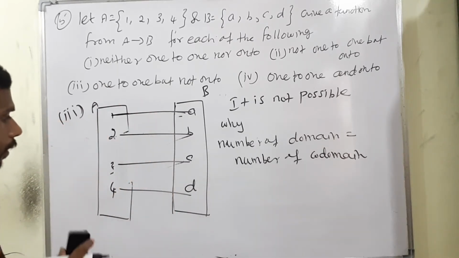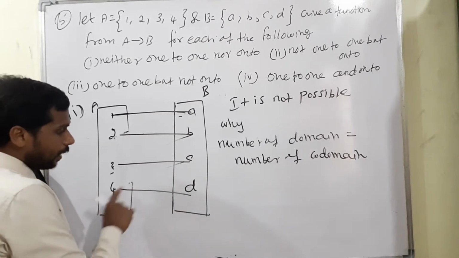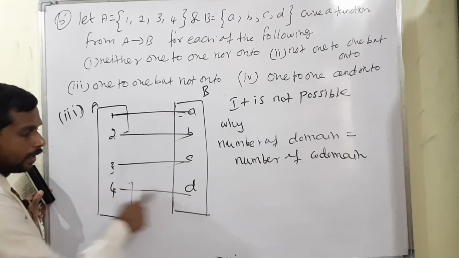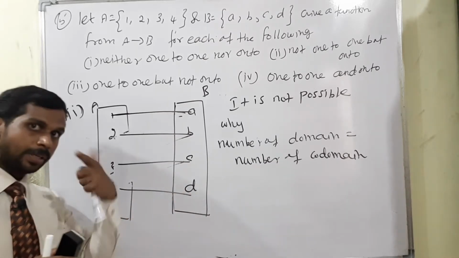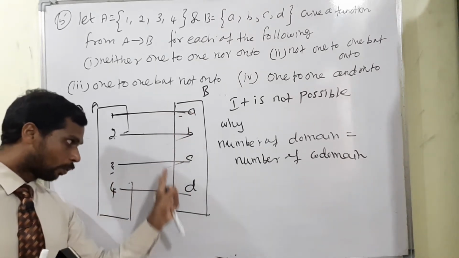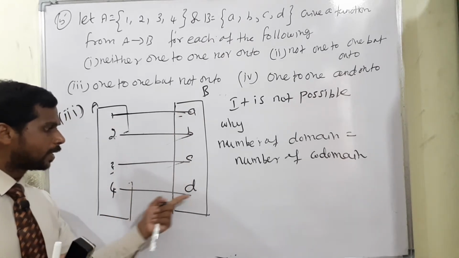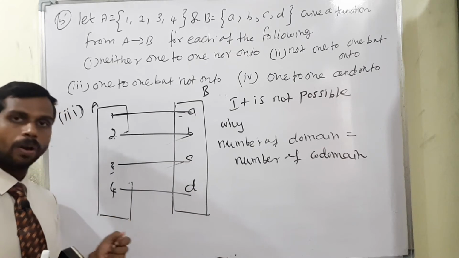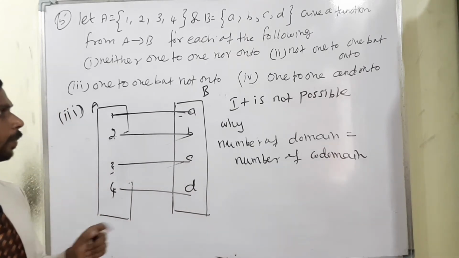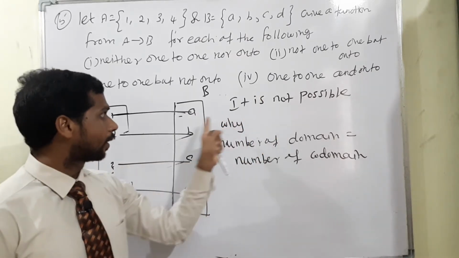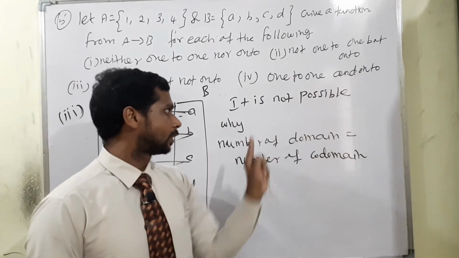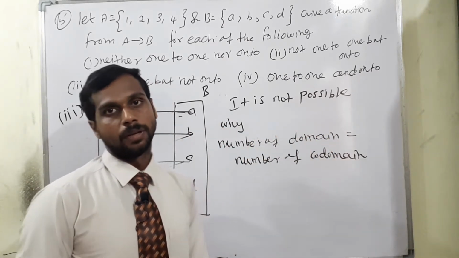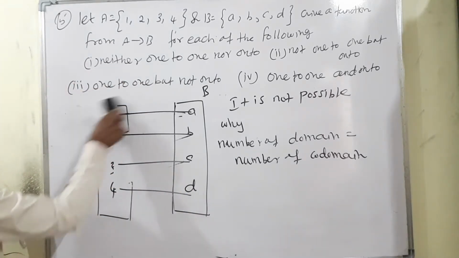What is the meaning of not onto? Here also the same condition: if we have more pre-images, then definitely we can say this is onto also. What is the meaning of onto? The number of elements in the codomain is equal to the number of pre-images. Each and every value is mapped. So this is also onto. Why is it not possible? The same answer applies to subdivision 3: it is not possible, because the number of domain elements is equal to the number of codomain elements. Moving to subdivision 4.